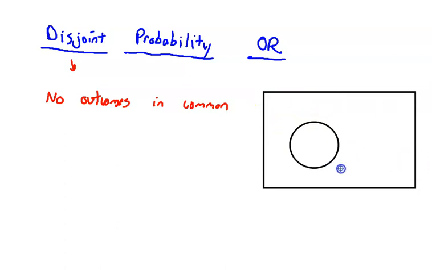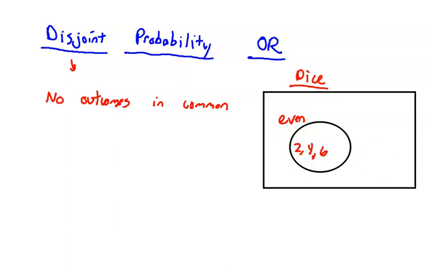So let's look at the sample space of rolling a dice. And we'll talk about some disjoint outcomes rolling a dice. I'm going to call one event getting an even number. So an even number on a dice, 2, 4, and 6. I'm going to call the other event getting an odd number on a dice. So 1, 3, and 5. Notice there are no outcomes in common here. No overlapping outcomes when rolling a dice when we're looking for the event even and we're looking for the event odd. No outcomes in common. So those events are disjoint.